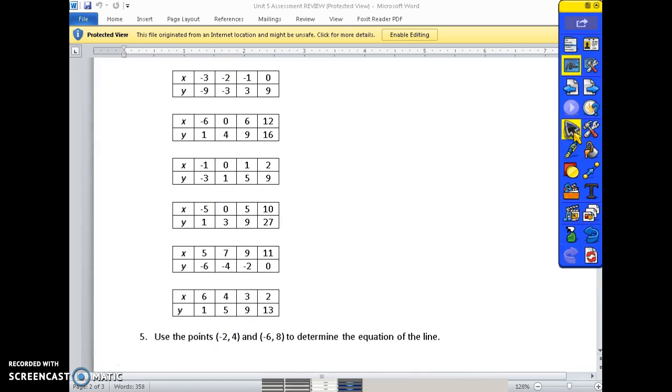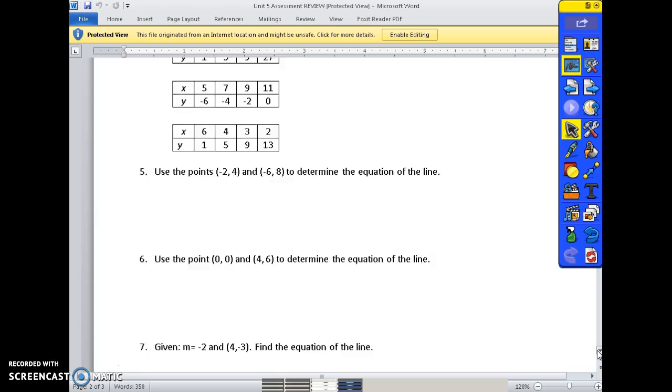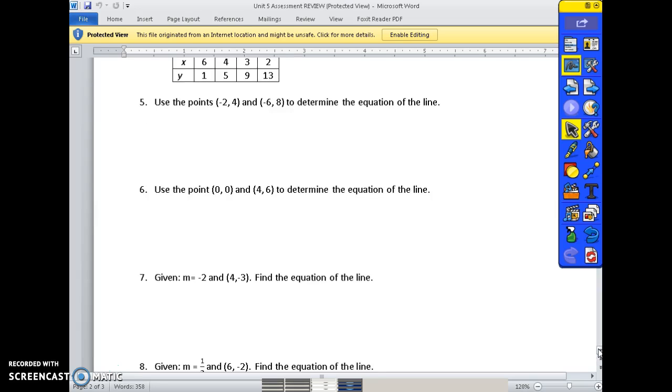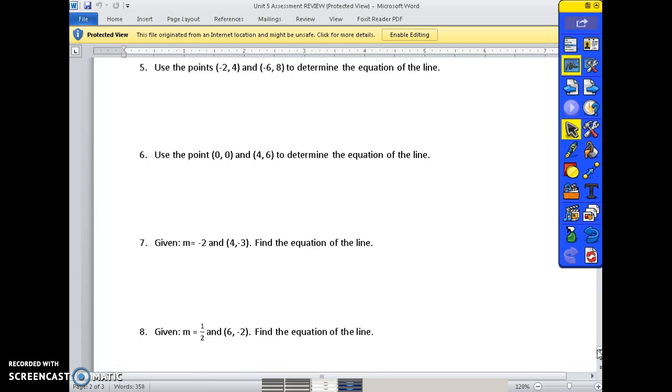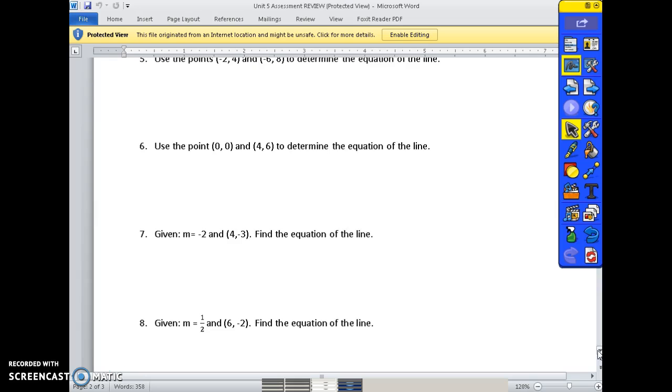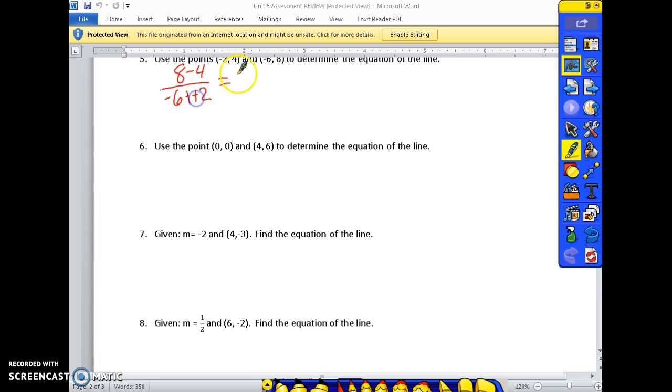Our next question says that we need to use the points to determine the equation of the line. The very first thing that I do is determine what is my slope. We have 8 minus 4, remember this is y minus y, over x minus x. 8 minus 4 is 4. Negative 6 minus negative 2, we have to do the additive inverse, gives us negative 4. And when I simplify this, that gives me negative 1.